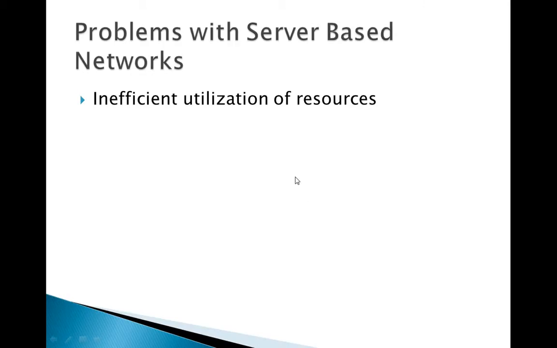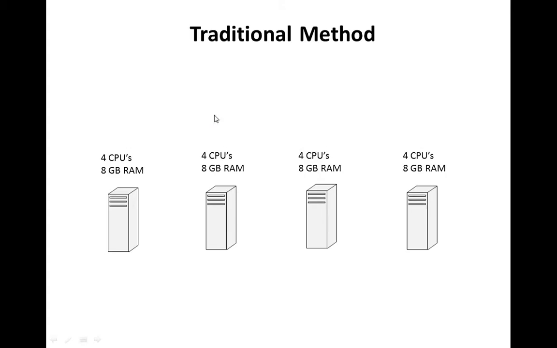The disadvantage of the traditional method, the server-based method, is an inefficient utilization of resources. When we first started our data center here at CCBC a long time ago, before they had virtualization, we got 4 servers, 4 new servers, each had 4 CPU, each had 8 gig of RAM, and that was a lot at the time. And one was going to be the DNS server, one was going to be the DHCP server, one was going to be the file server, and one was going to be the registration server.